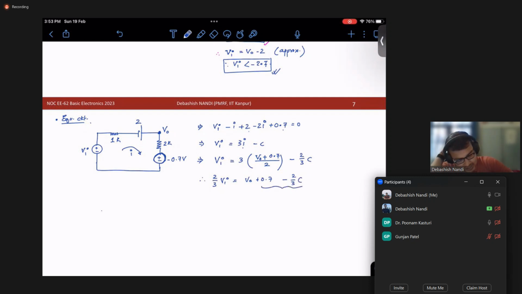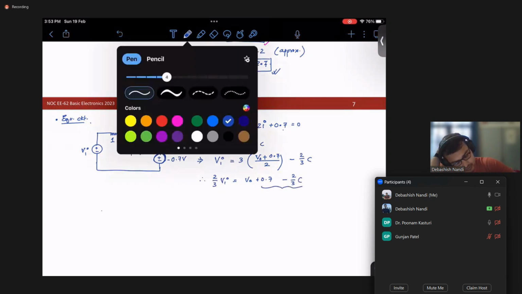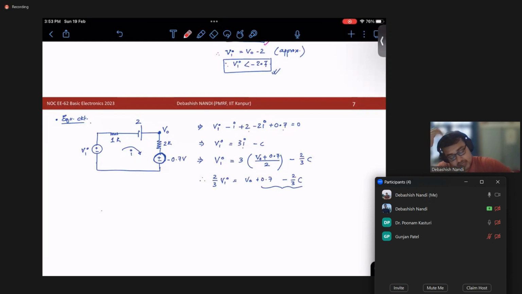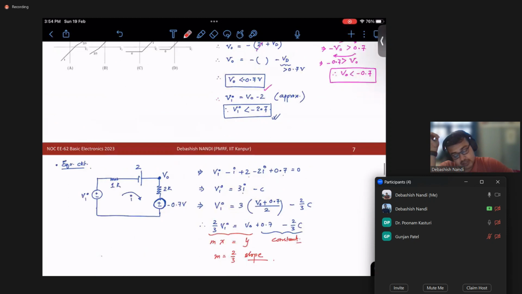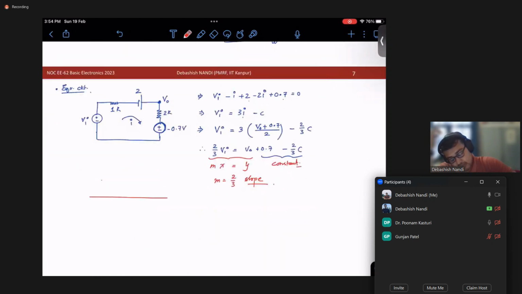What does this constant define, by the way? Let me come back to that later. Some constant. So your y, m, x: the slope is m equal to 2 over 3. So your answer is, let us draw the tentative graph.